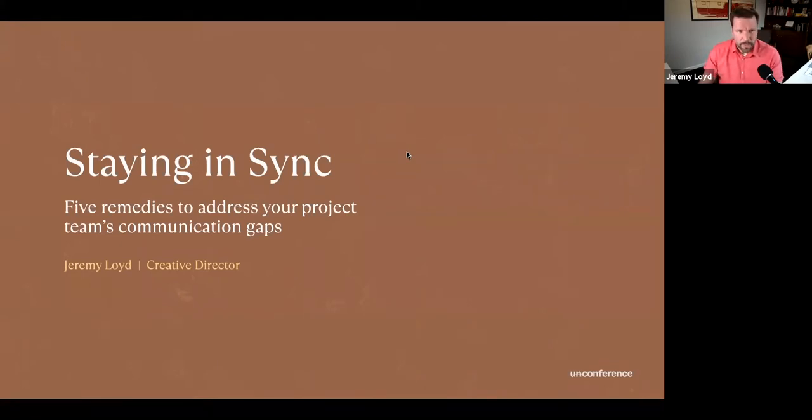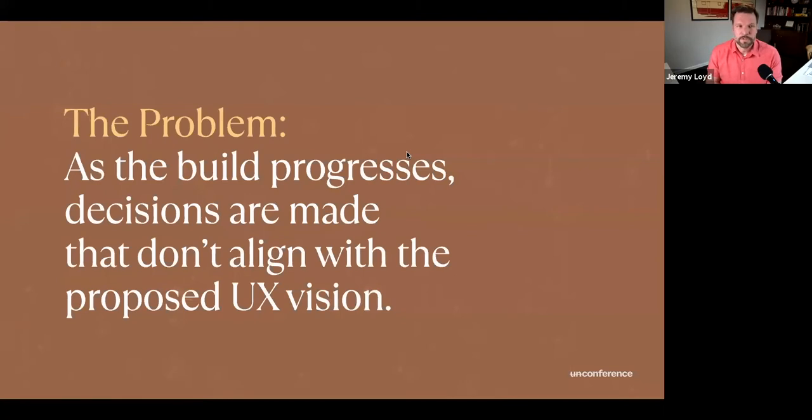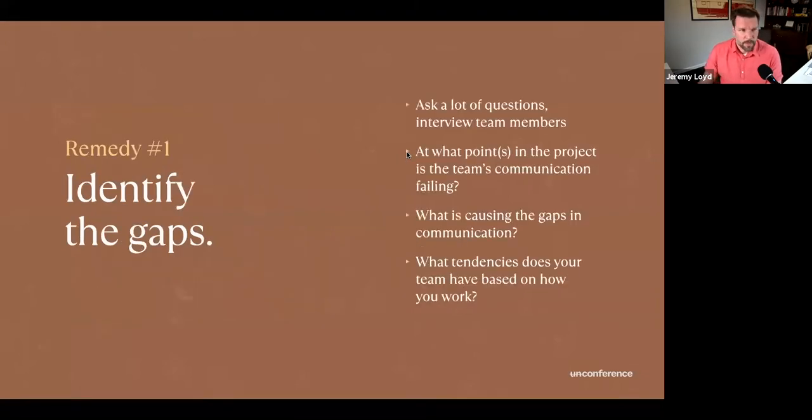So let's state the problem first, right? This is the problem we're trying to avoid most of the time. As you're building a digital product or website, the end result can start to stray from the original UX and design vision. Things start to get out of whack. Maybe some design polish isn't there. And we've all kind of been here. So these 5 different remedies I'm going to share with you today address this problem. And at the root of this is really communication, right? So let's jump right in.